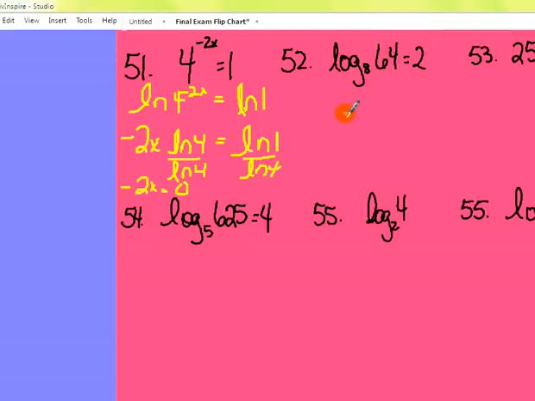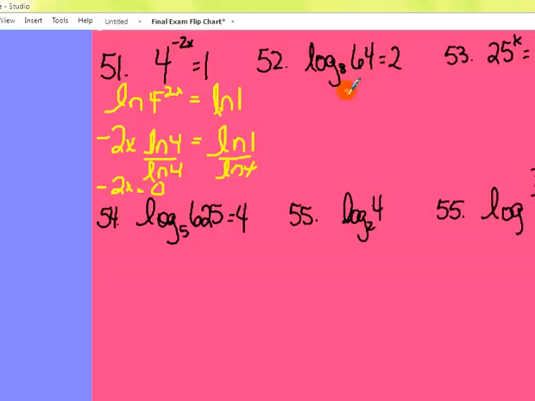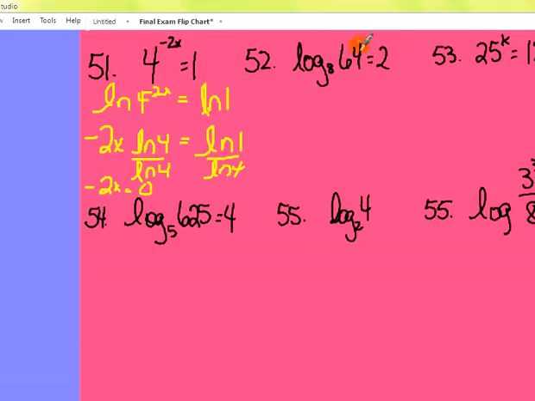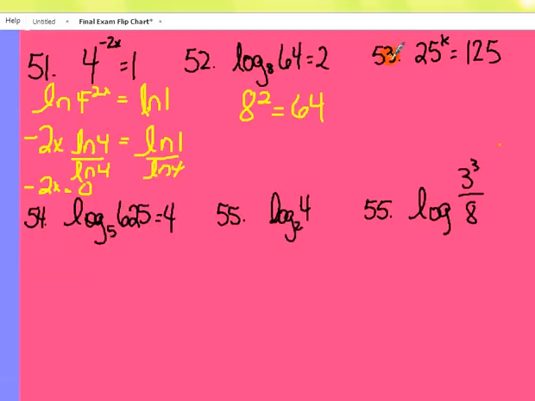All right, number 52, you're asked to rewrite this in exponential form. As we recall, this is our exponent because the logarithm equals the exponent. The base, we're going to pull it up, was 8. And whenever you do this, you just have to make sure that your equation is true. 8 squared does equal 64.